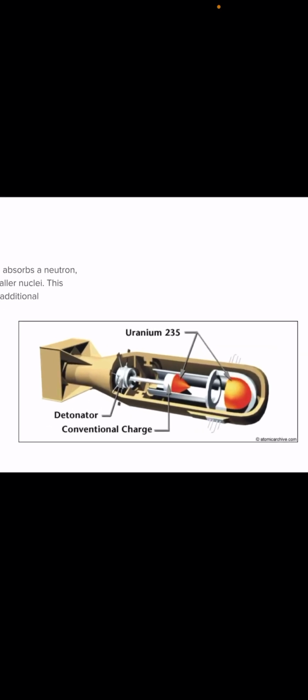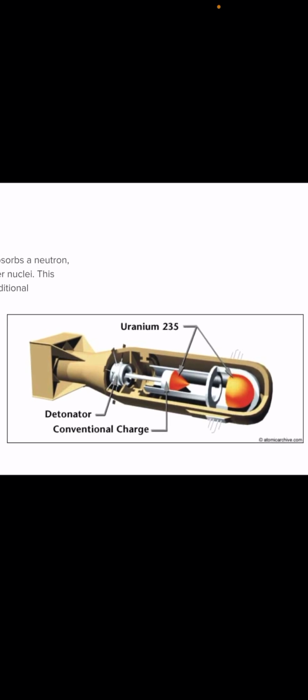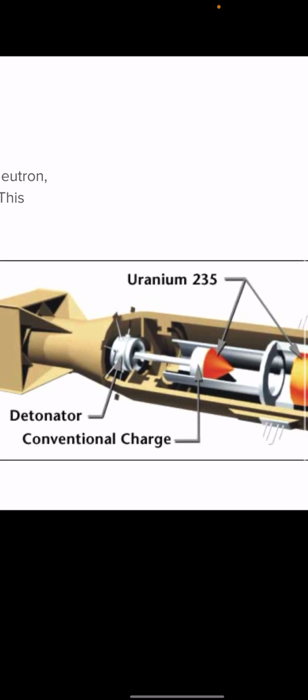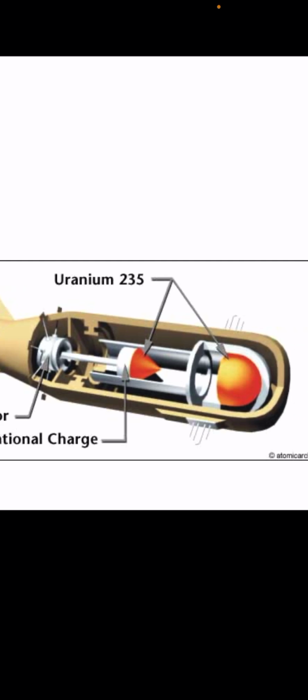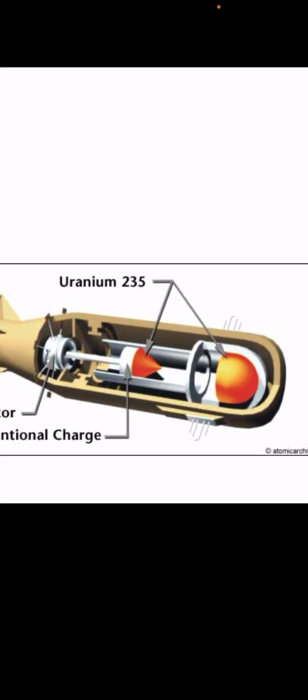So real quick, we've got a model of the atomic bomb here. The detonator here is just going to use conventional explosives to launch this piece of uranium-235 into another piece of it, and that is what causes one of the atoms' nuclei to be struck by one of the neutrons.